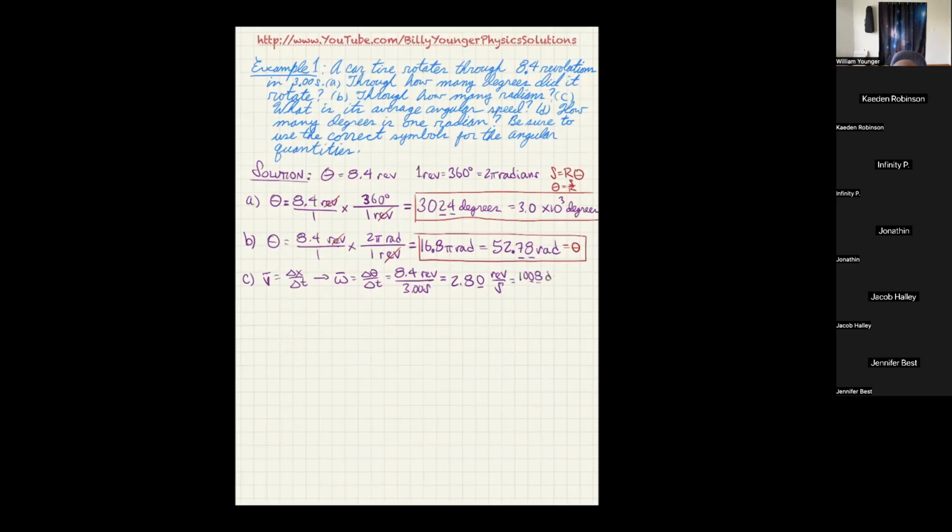And that would be degrees per second, which again is another measure of omega bar. So that's another way of expressing it.